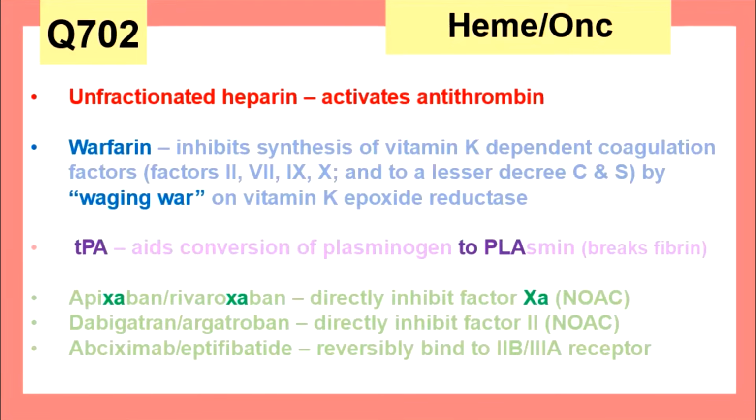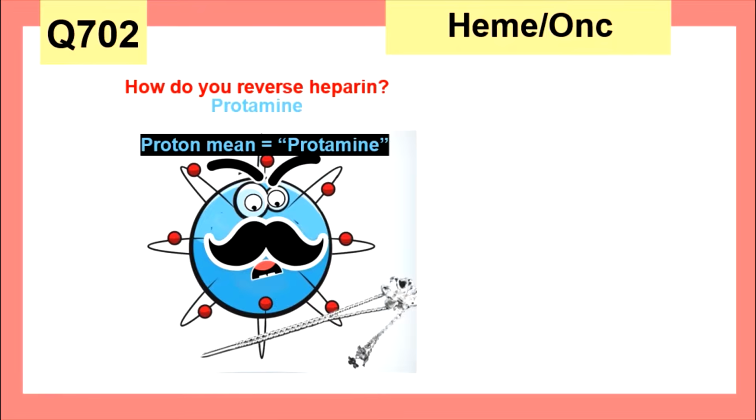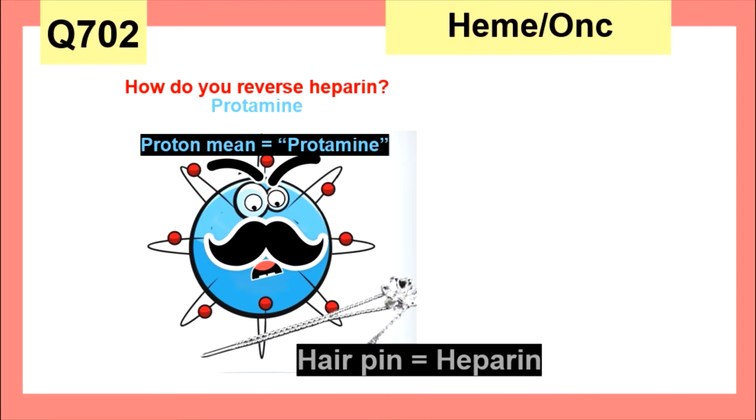And if you want to just take a look at what the other medications which we listed are used for, warfarin wages war on vitamin K epoxide reductase. TPA aids in conversion of plasminogen to plasmin to break the fibrin, and this is used to break clots in strokes. And you could take a look at these other choices, including apixaban or Eliquis and rivaroxaban, which directly inhibit factor Xa. And one more point, how do you reverse heparin? With protamine. Here's just a little fun mnemonic, the proton that's mean for protamine, smashing the hairpin for heparin.